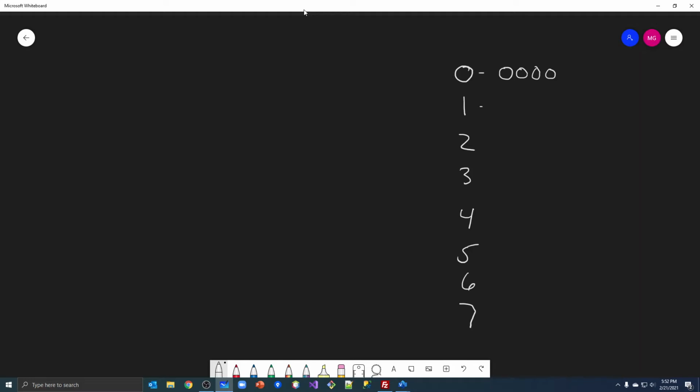What's a 1? Well, that would be a 0 in the 8s, a 0 in the 4s, a 0 in the 2s, and a 1 in the 1 spot. What's a 2? 0, 0, 1, 0. A 3 is 0, 0, 1, 1. Now, a pattern starts to emerge here that should help you in making this chart.